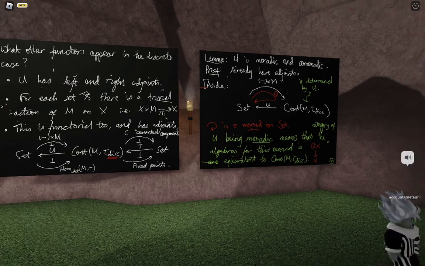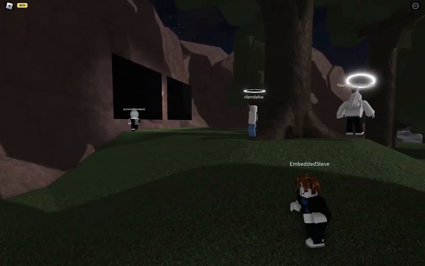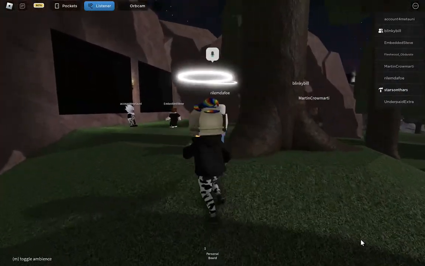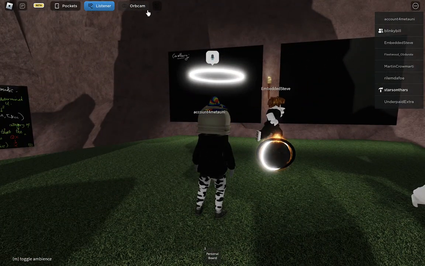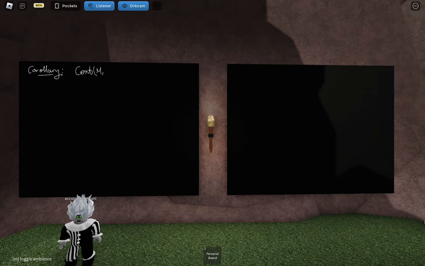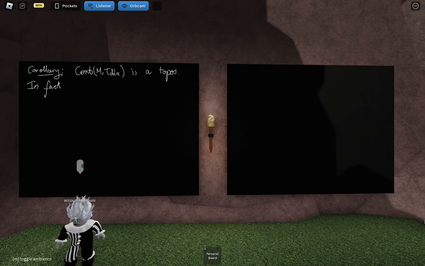So let me go over to another board. So, this is A. So the conclusion from comonadicity is that this is a topos. I will variously mention properties of toposes as we continue, to the effect that me giving a detailed definition of what a topos is would just be a derailment.